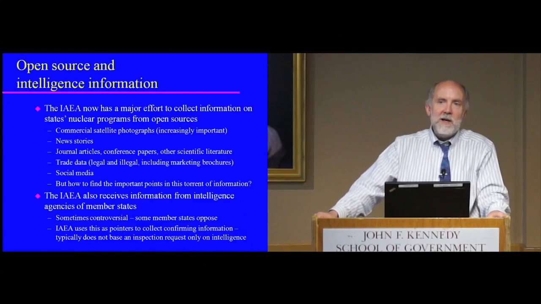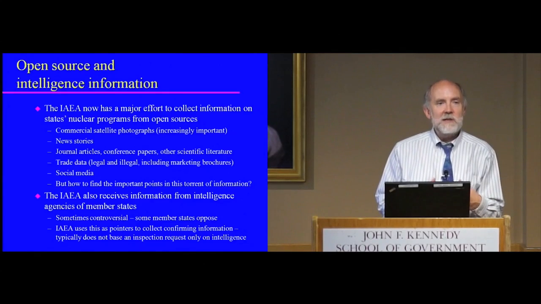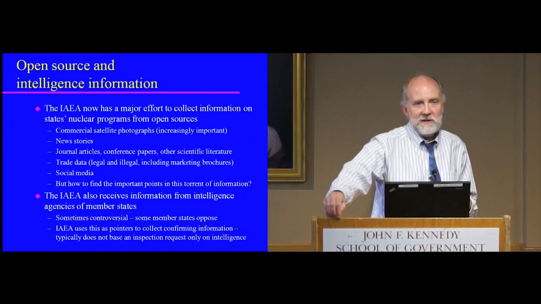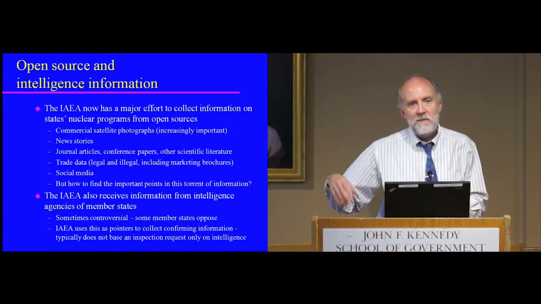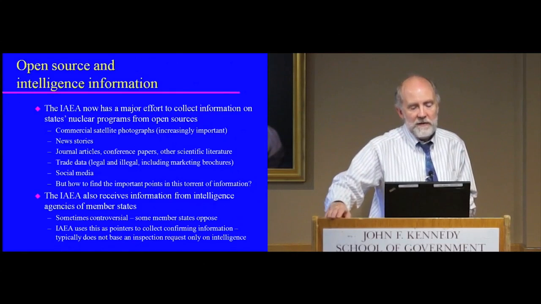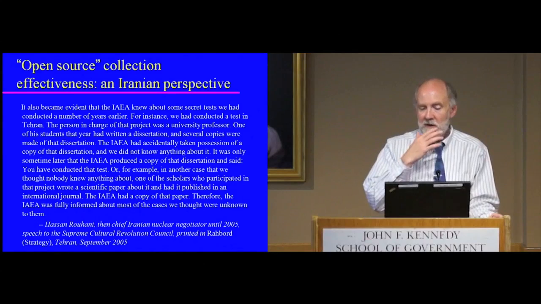So what the IAEA does with this information is they use it as pointers, as hints of where to look. They usually don't, however, actually conduct an inspection solely based on intelligence information unless they have some other information that seems to confirm what they're getting from the intelligence information.